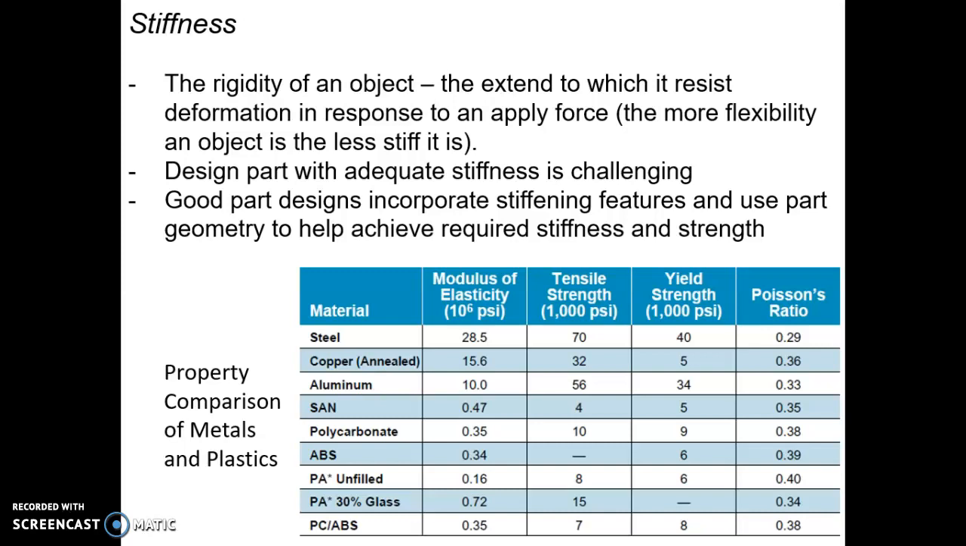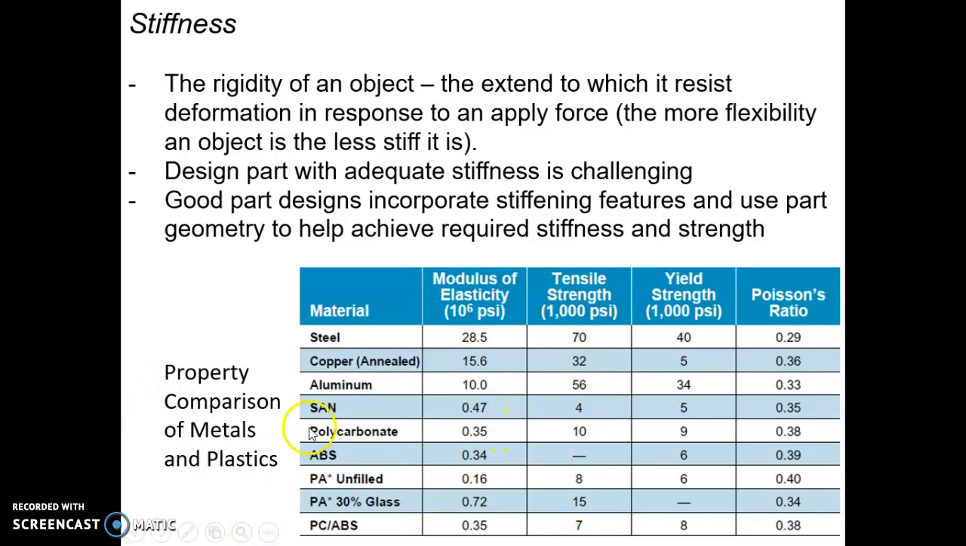Macam awak punya produk, awak nak combine dengan metal kan. So you have to consider the coefficient of thermal expansion. Okay. Increasing the wall thickness may compensate for the lower stiffness of plastic resin. In practice, however, the molding process limits wall thickness to approximately 0.25 inch in solid injection molded parts. So generally, good part design incorporates stiffening features and uses part geometry to help achieve required stiffness and strength.